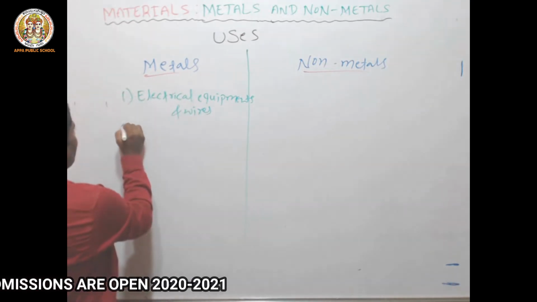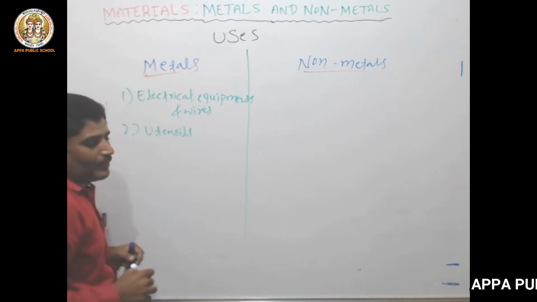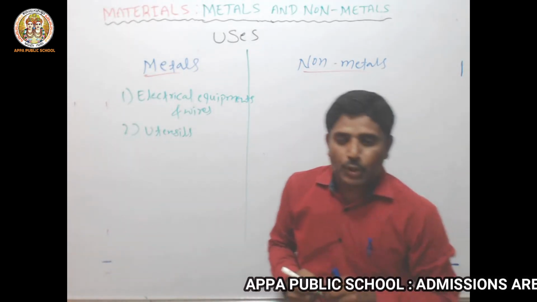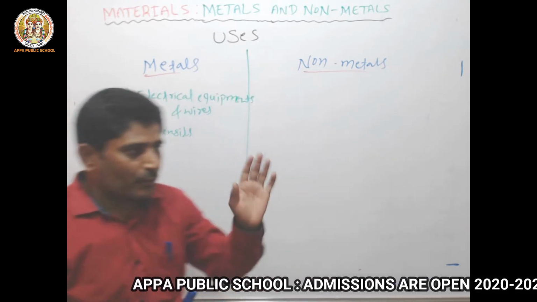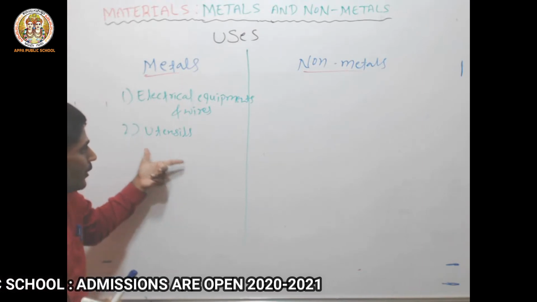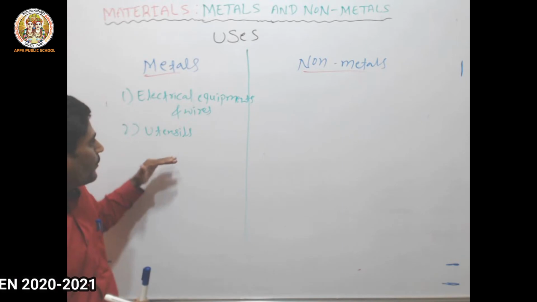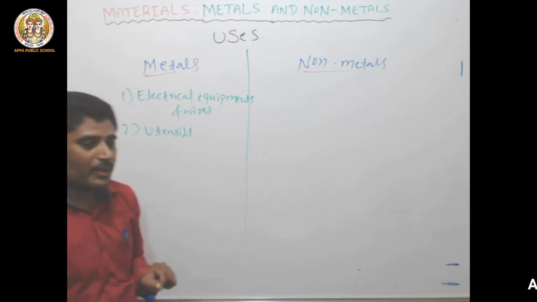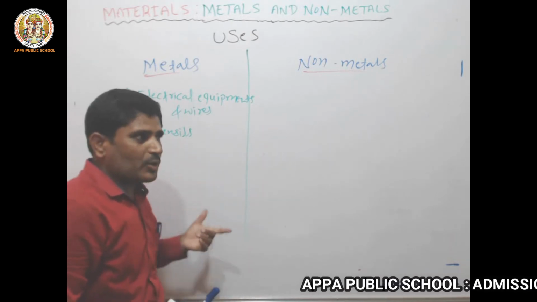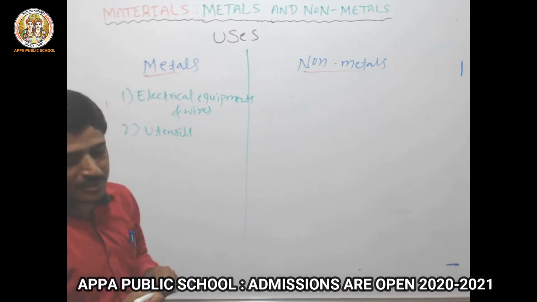Next point is utensils. My dear friends, you know very well utensils, especially in the kitchen. We are going to cook some food in utensils. Why we cook food in utensils, you know very well. Already we have discussed the physical properties of metals. Conductivity. It means metals conduct heat and electricity. So we use utensils to cook. So preparation of the utensils.